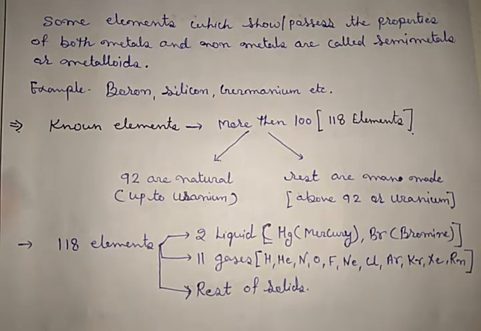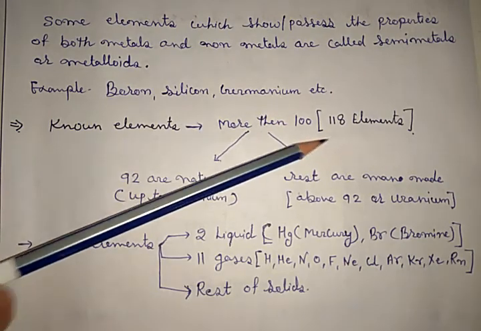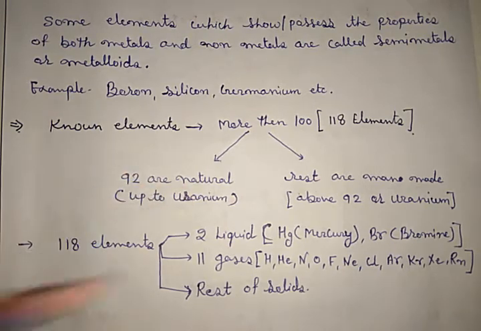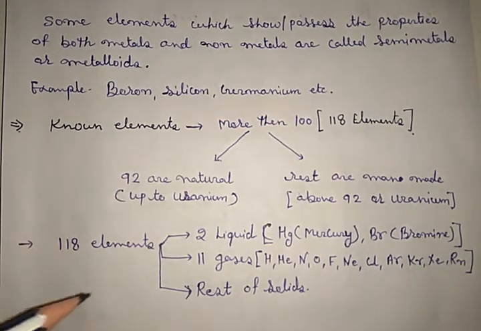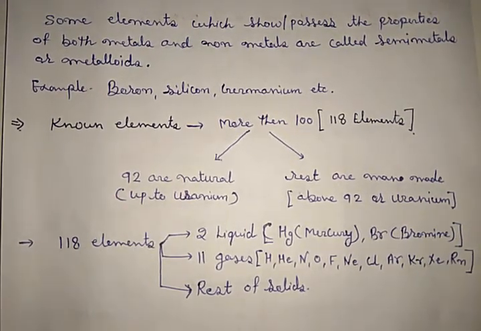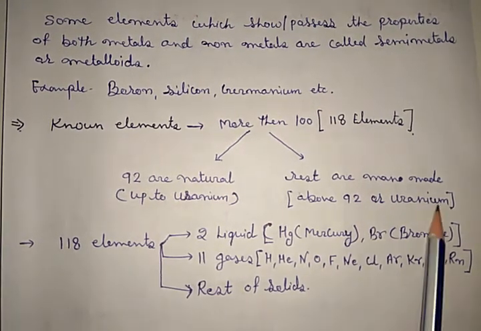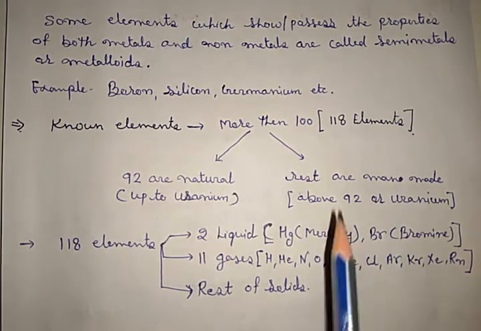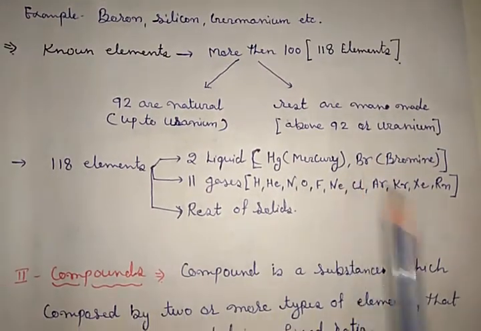Okay. So the IUPAC at present time recommended 118 elements, out of which 92 are natural. That means they are found in nature up to uranium. The first element is hydrogen, and the 92nd, which is uranium, is the last natural substance till now. The rest are man-made. That means after uranium, these are man-made, made in labs.